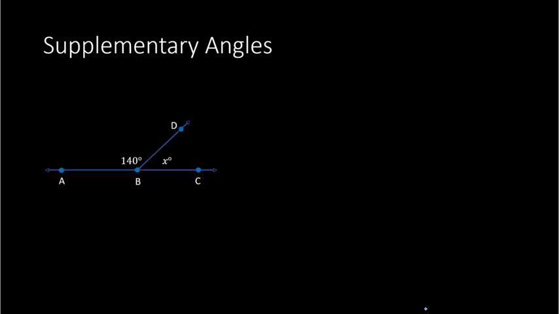Now in this example, we are told that we have supplementary angles, and we're trying to find this missing angle right here. We're trying to find the measure of angle DBC. Make sure you know this notation, that the M in the front means measure. So what this is saying is find the measure of angle DBC. What is the measure of that angle?